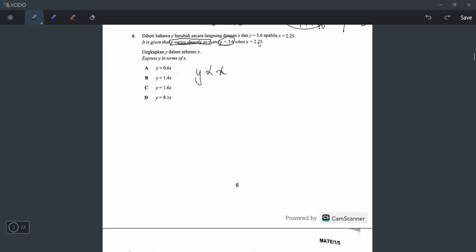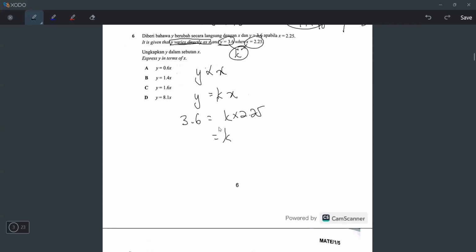And then they say y is 3.6, x is 2.25. Why did they give you the values of y and x here? It is for you to find k later. Remember this, it is for you to find k. Because what you have to do now, this is a variation. You keep the y, the x will stay, and you have to change this variation symbol to equals, but you have to add k. That's why they give you y and x, for you to find k now. So y is 3.6, x is 2.25, and here is k. And don't forget the relation is times.